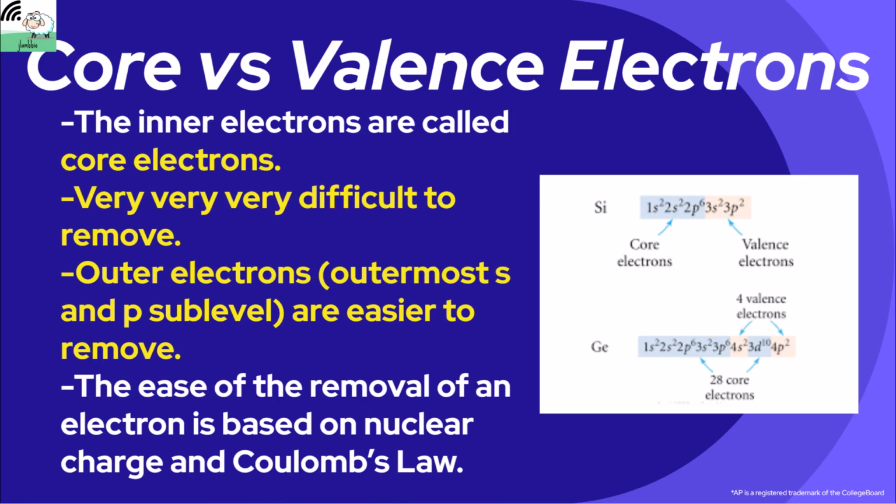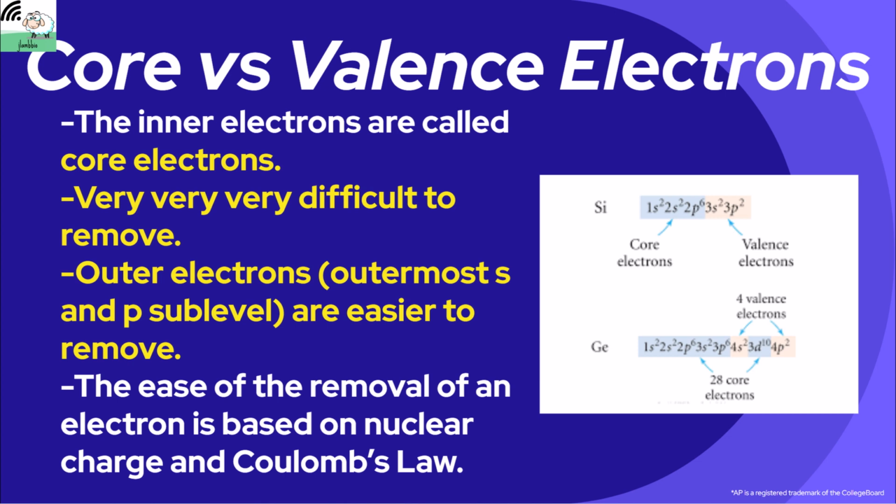So let's take a little time differentiating between core electrons and valence electrons, and the challenge it is to remove the core electrons when compared to that of the valence ones. The innermost electrons are called the core electrons, and these can be very, very difficult to remove. If I look at silicon, for example, the outermost energy level is the third energy level. So we have 2 valence electrons in the 3s sublevel and 2 valence electrons in the 3p sublevel. All the rest of the electrons are in energy levels that are much closer to the nucleus and are going to be much more difficult to remove.